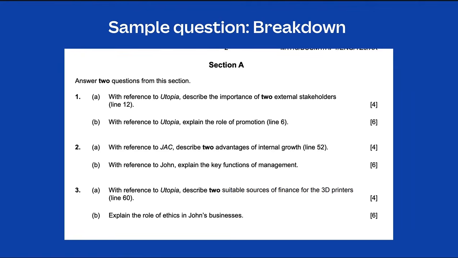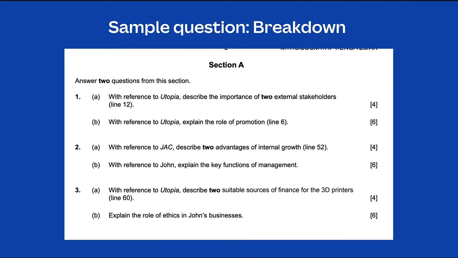2B, which states explain the key functions of management. This is a 6-marker, so again you're giving a fully balanced answer. So here maybe start off by stating the key functions of management, introduce what all of them are. Then since it says explain, you want to go a little bit deeper, talk about every single function that you're going to mention in your introduction, talk about its reference to the case study, which is also given in the question, and give a concluding statement at the end.